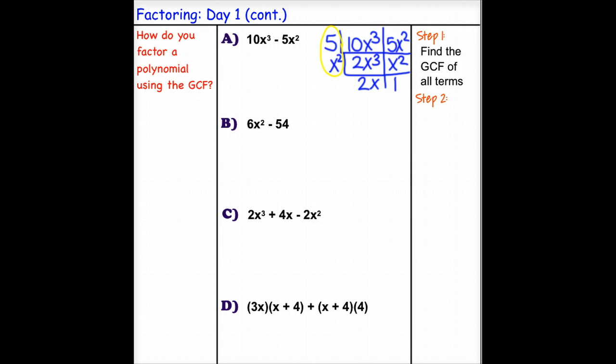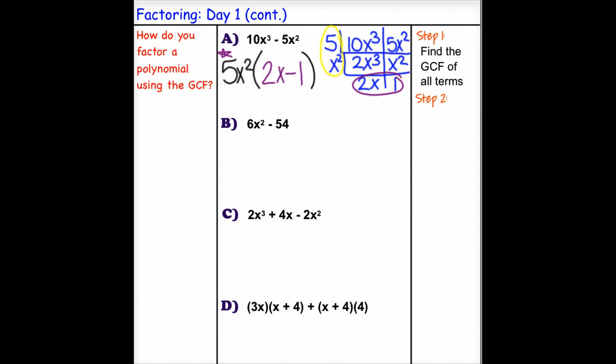This part right here is my common factor, so I have 5x squared that I divide out. And this part here is what goes inside my parentheses, so 2x, and then I have a minus there, minus 1. And this is my solution.